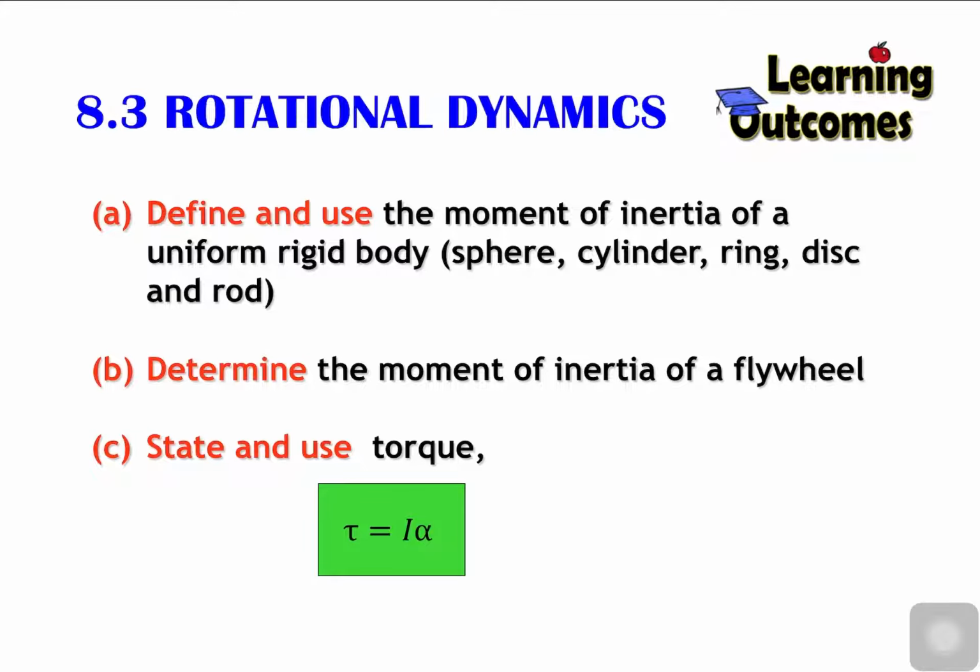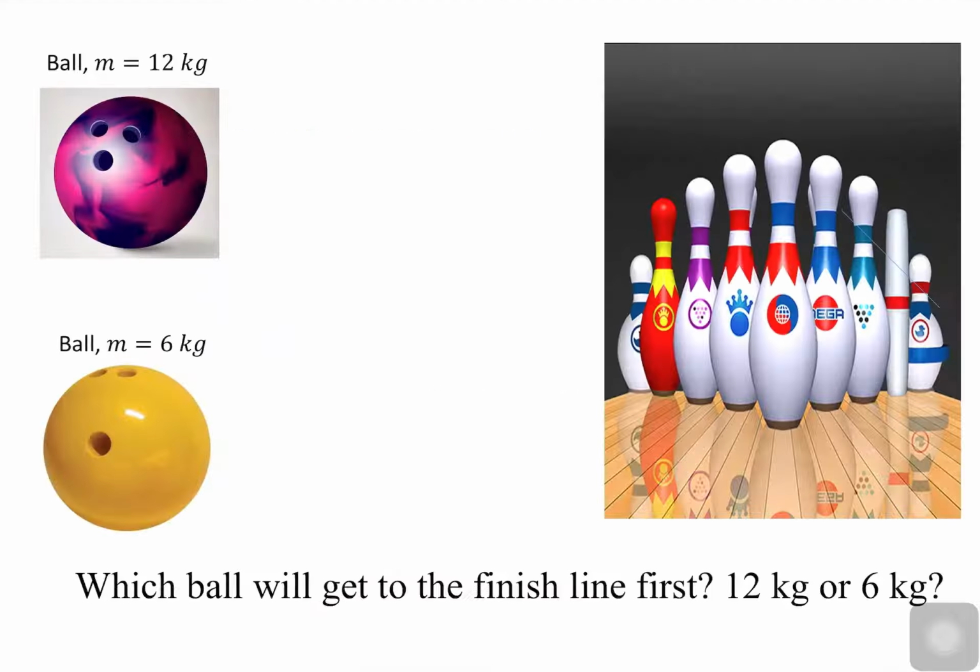Hi, in this video we'll talk about 8.3 rotational dynamics. Okay, basically, before this in 8.2 we talked about equilibrium, meaning your object is not moving or rotating. But now we talk about things that are rotating. So there are three things we need to cover in this video: we have moment of inertia as a new thing, then we use torque equal to I alpha.